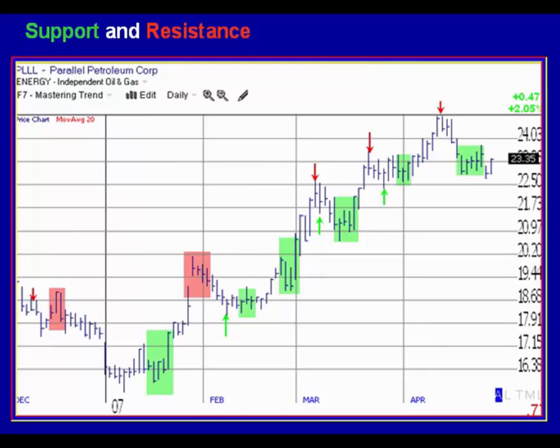So again, they become resistance once the pivot is made. They become support once the pivot is made. We're not trying to guess where support or resistance can be. There are other tools that we can use in anticipation of targets that we may have in mind, but they're really not support or resistance until the actual pivot is created.